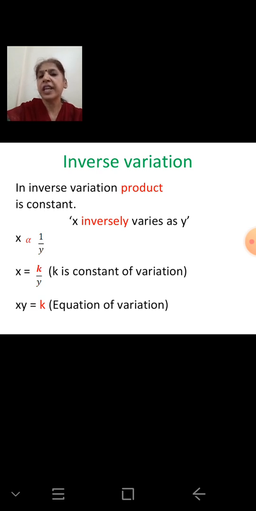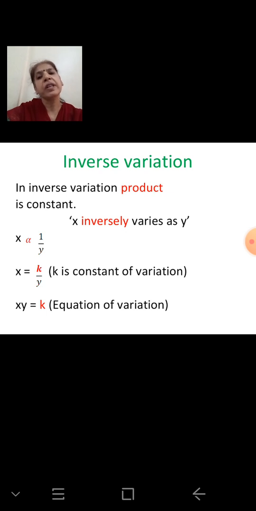So this is the change in inverse variation. x inversely varies, so we write x, symbol of variation alpha, 1 upon y. And then that alpha is changed to equality. x is equal to k, your y is in denominator, so k upon y. K, we have learnt, what is k? Constant of variation. And we know it is a non-zero number. Always keep in mind, k is a constant, non-zero number. So x is equal to k upon y.